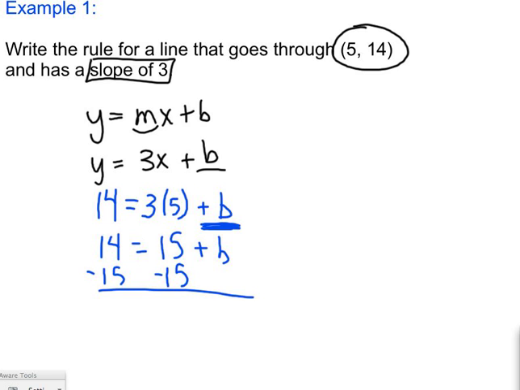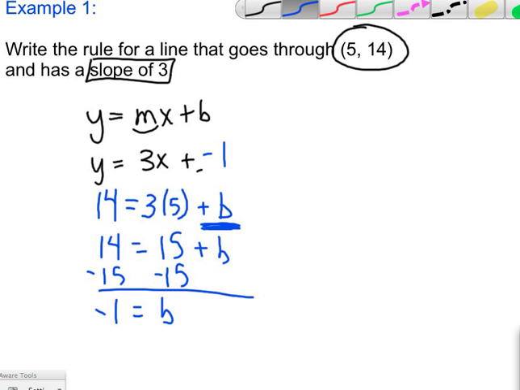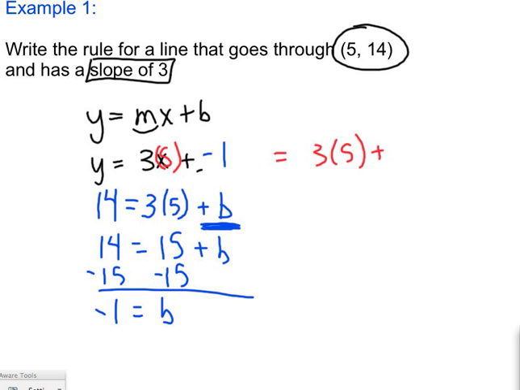So let's see, I'm going to do the math by multiplying 3 times 5, and then I'll subtract 15 from both sides. I'm solving for b. I'm figuring out what b has to be to make this rule work. -1 equals b. So apparently, if instead of b right there I put in -1, and now if I plug in 5 for x, I should get a number that equals 14. And it looks like 3 times 5 plus -1 does in fact give me 14, because I get 15 plus -1.